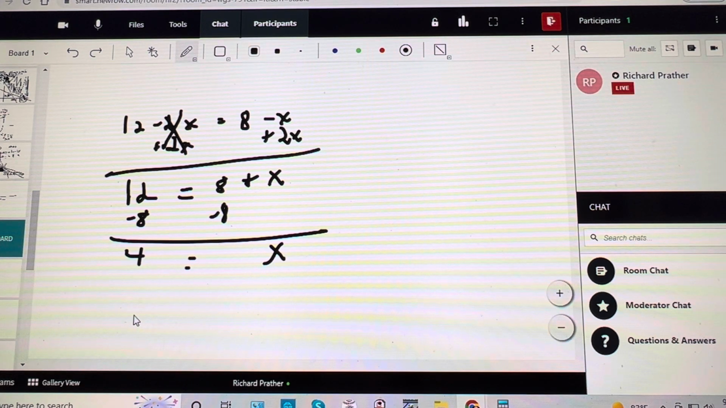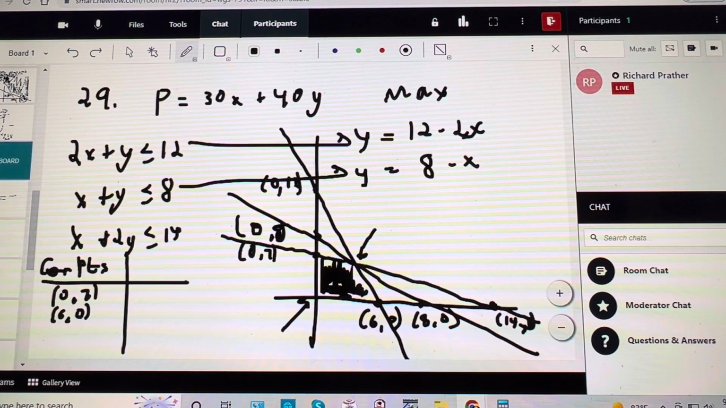If all of them cross at the same point, then they should all give me the same y if x is 4. So we could even try that. If x is 4, do the y's all come out the same? If so, there's only one corner point there. So that would be 8 plus y equals 12, and you'd subtract 8, y would also be 4.